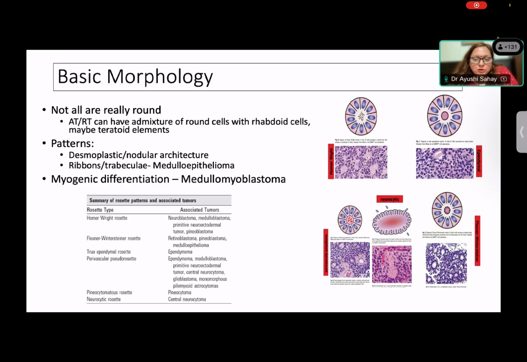Then, of course, perivascular pseudorosettes, you must have heard a lot. You can see them in ependymoma, but also in a lot of other tumors. And then what is called a pineocytomatous rosette. This kind is a kind of neurocytic rosette that you see in pineocytoma, and neurocytic rosettes are seen in neurocytoma. So these kinds of rosettes you have learned in the round cell tumors, I'm sure, in the soft tissues also. So similar principles apply in the CNS as well.